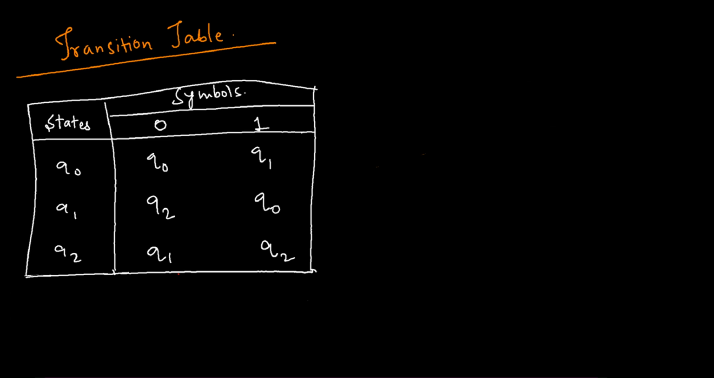So what is the DFA? What would be the transition diagram? It would be like this: Q0. Q0 on 0 goes to Q0, so you make it Q0, 0 goes to Q0. Q0 on 1 goes to Q1. According to the table, look at the table: Q0 on 1 goes to Q1.